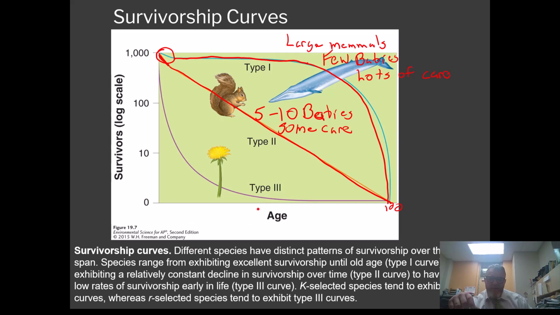Type 3. We are going to have lots of babies. Could be hundreds, could be thousands. It just depends on the species. But there is no care given.